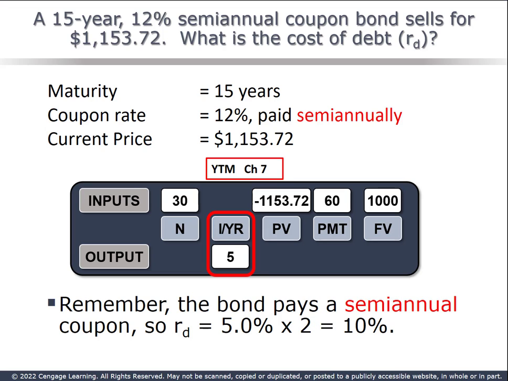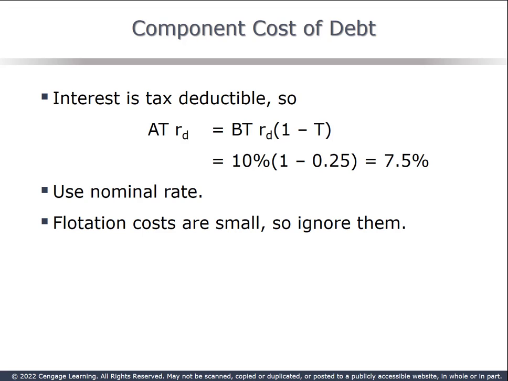Remember, this bond is semi-annual, so we need to double the resulting I/Y to find the annual yield to maturity, 10%. To compare the cost of debt with the cost of other capital components, we need to view the after-tax cost. 10% times 1 minus the tax rate, 7.5%. We are going to ignore flotation cost.